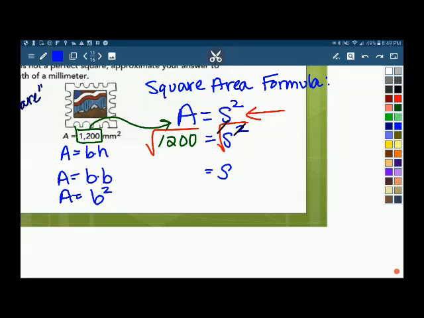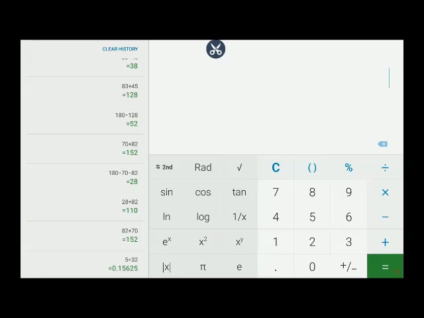So now I have to square root 1,200. And in this situation, I am okay for you to use a calculator because on your test, the numbers aren't going to be this large. Okay, so if you want, you can go ahead and use your calculator, actually type in the square root of 1,200, which I've pulled up my calculator right here.